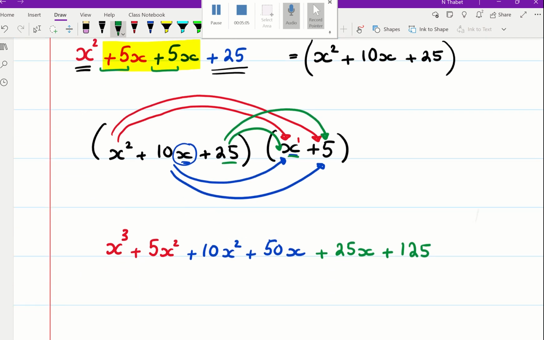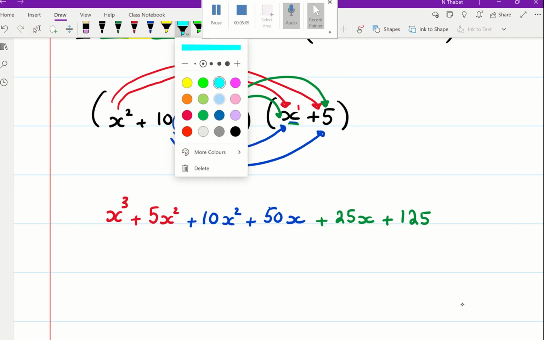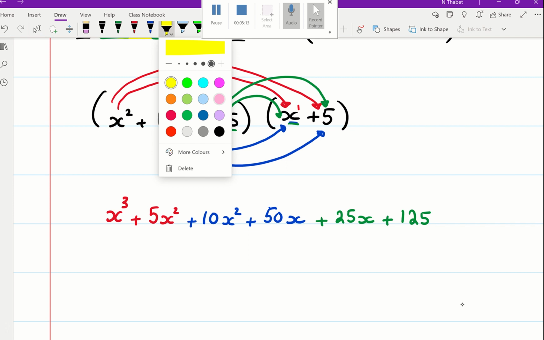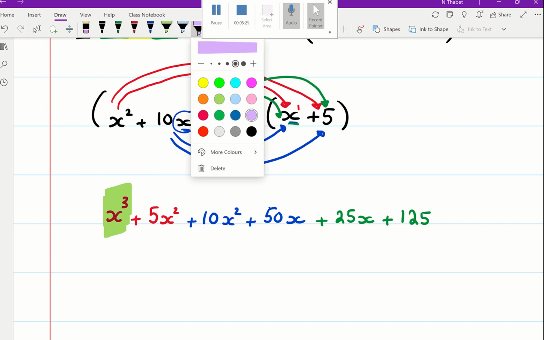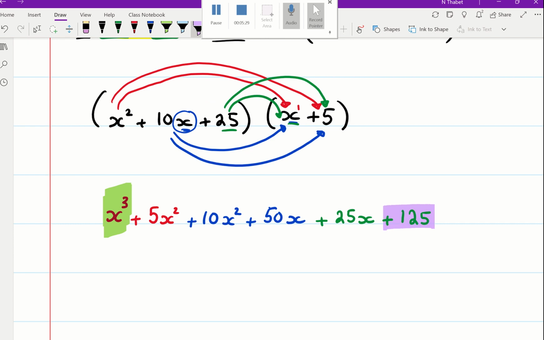So I have a long expression, but I need to simplify it. And I need to simplify it by finding terms that are alike. Now, x cubed remains x cubed. There's nothing like it. And also the 125, there is nothing like it. There is no other x cubed, and there is no other number without a letter next to it. But these two are the same, because 5x squared and 10x squared, they are both x squareds. And of course, these two are the same, because it's 50x and 25x. I can only add letters that are exactly identical, same letter and same power.